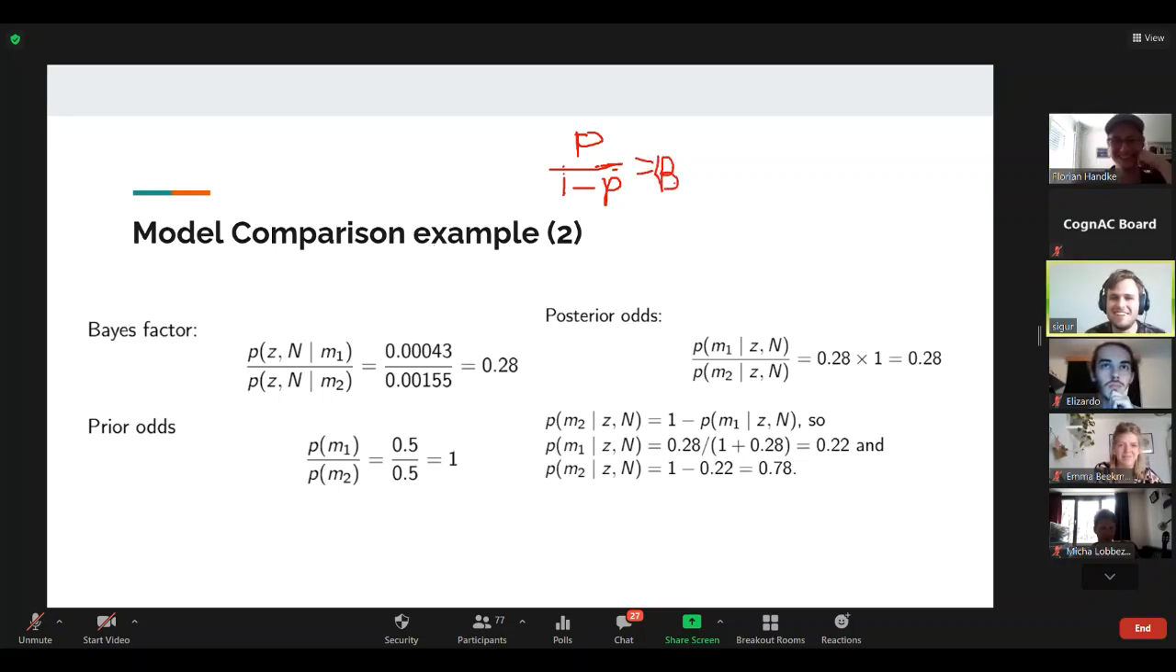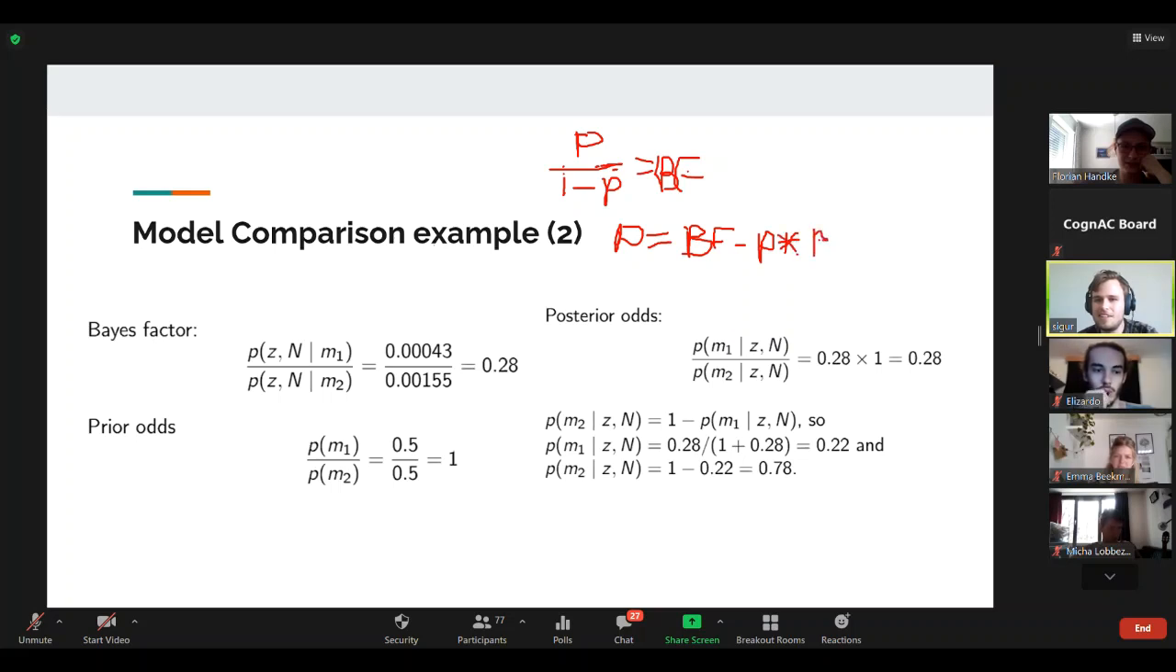And then we can write this down as P plus P times the Bayes factor, because we add P times the Bayes factor to both sides. And so the left part is the same as P times one plus the Bayes factor. And then if we divide both sides by this part, we will get this.